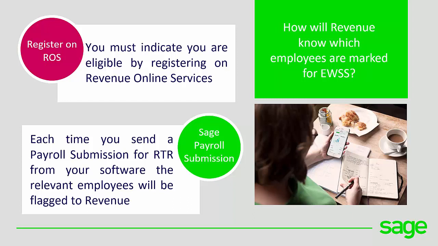So how will revenue know which employees have been marked for EWSS? First, you must indicate you're eligible by registering on Revenue Online Services. A requirement to register is that you have a valid tax clearance certificate. You'll be unable to register if you don't have a certificate or your certificate is expired. Revenue is advising it may take up to 3 days for a tax clearance certificate to be issued, so employers should register for this as soon as possible, ideally before the 1st of September, to ensure that there is not a delay in submitting for EWSS. Then once registered, each time you send a payroll submission for RTR from your software, the relevant employees will be flagged to revenue.